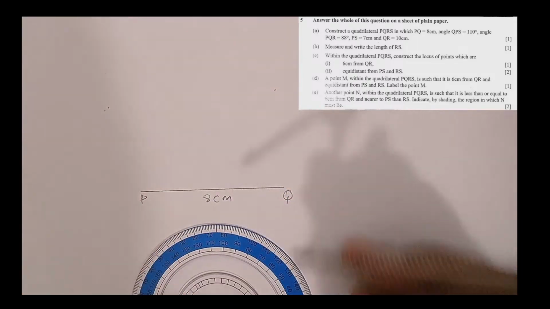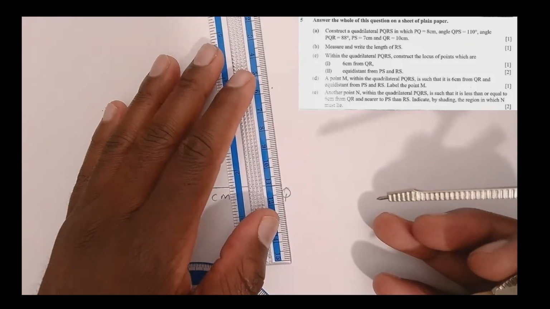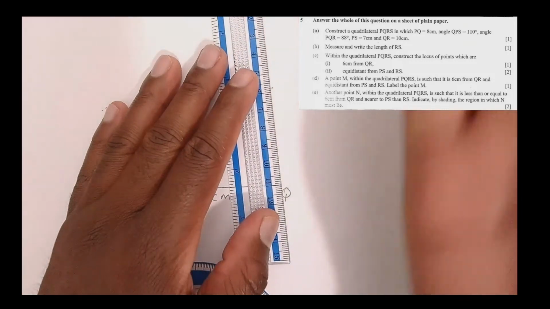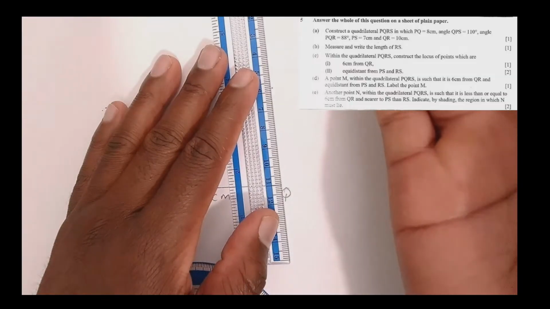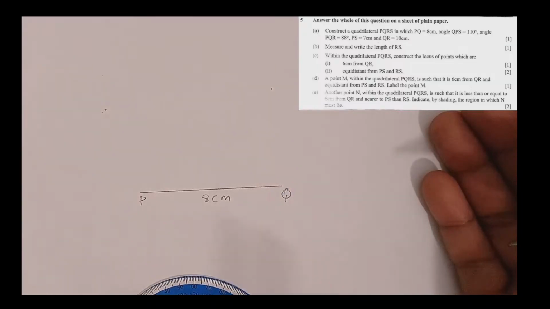You can see the line, if I just put my ruler like this, it is going to be a little bit slant, right? It is not perpendicular. Perpendicular means 90 degrees. It's a little bit slant, so it's less than 90 degrees. All right.